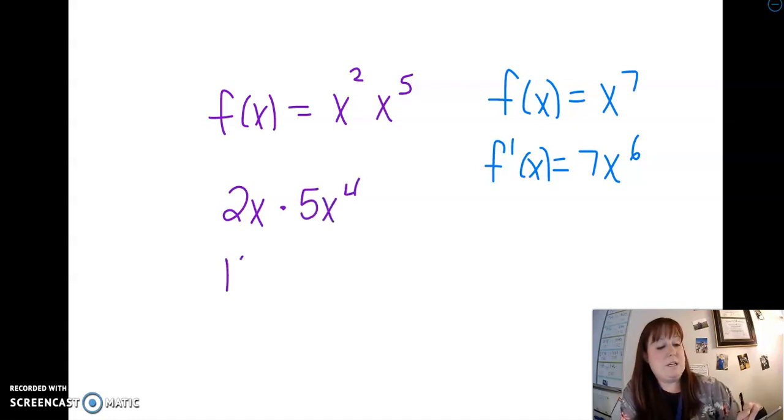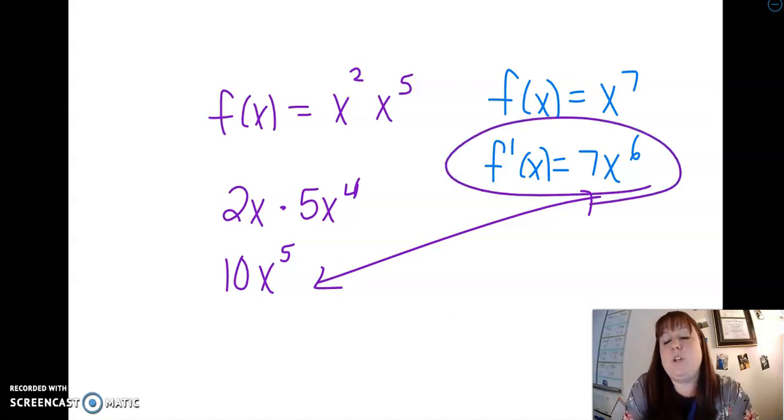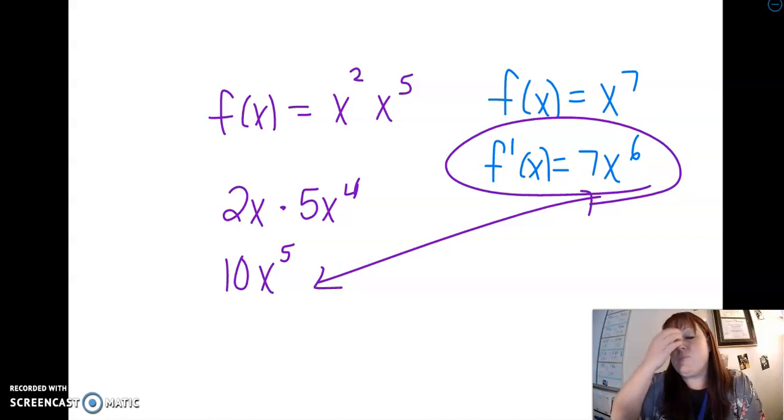So what would I get? I would get 10x to the fifth. Are those equal? No. And we know this is the answer. We know, absolutely know, that that's the derivative. So can we take the derivative of two functions and then just multiply them together? No. And the reason we know we can't is because if you find one example where they don't work, then it's never a rule, right? So this is just one example, but you couldn't do it with any functions, okay?